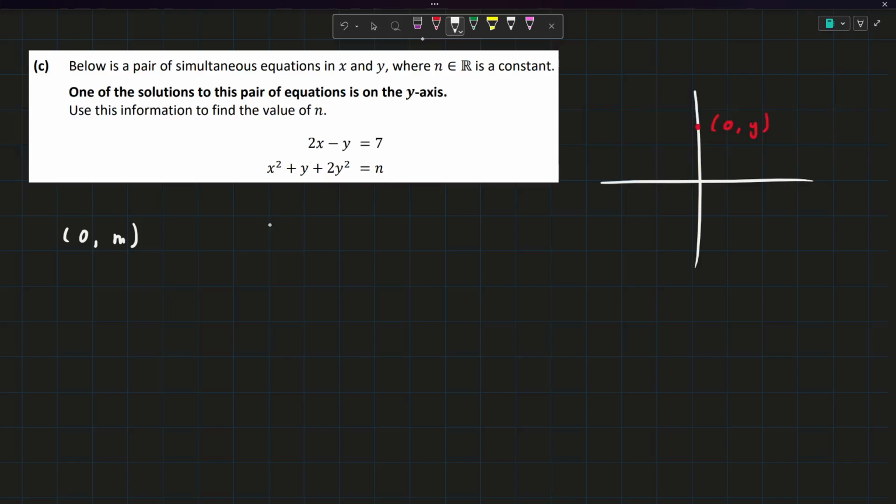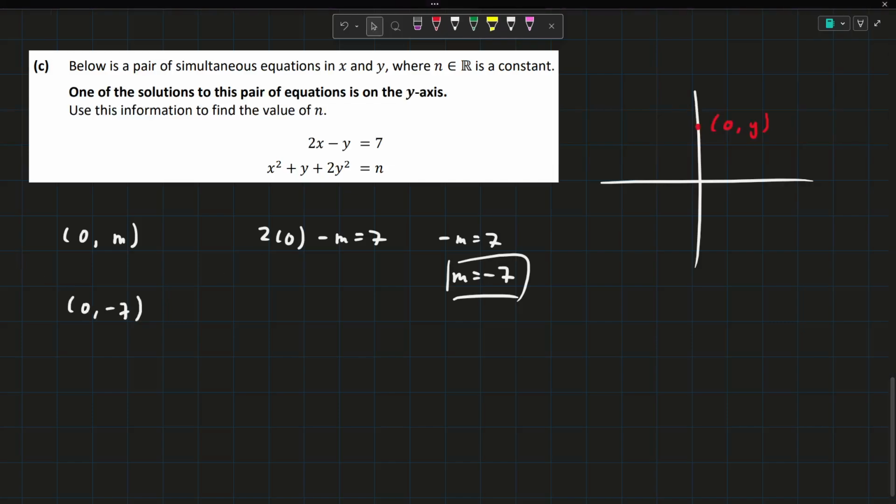So we have 2x minus y, so that's going to be 2 times 0 is the x value, minus m is equal to 7. So that means minus m is 7, so m is equal to minus 7. We've already figured that out, so now we know one of the solutions to the equation. If we know that 0, minus 7 is a solution, then we know what x and y are, so we can just sub x and y into the second equation and figure out what n is pretty quickly.